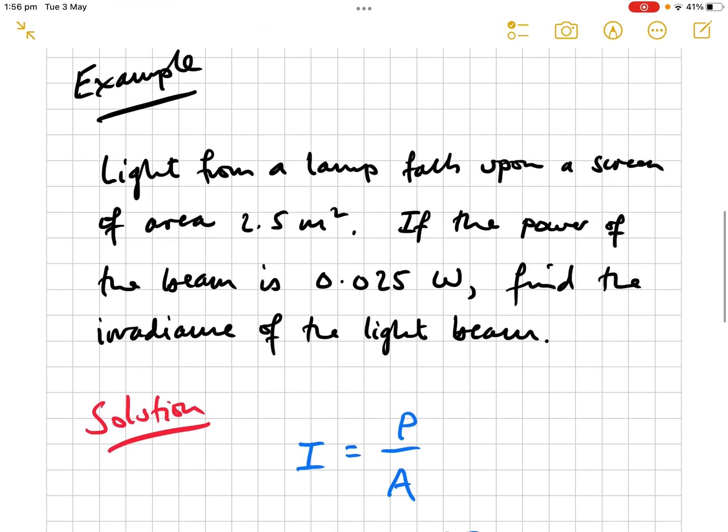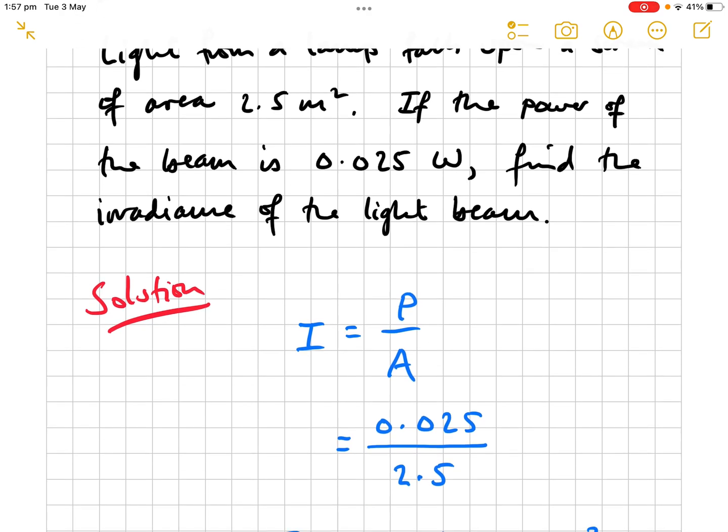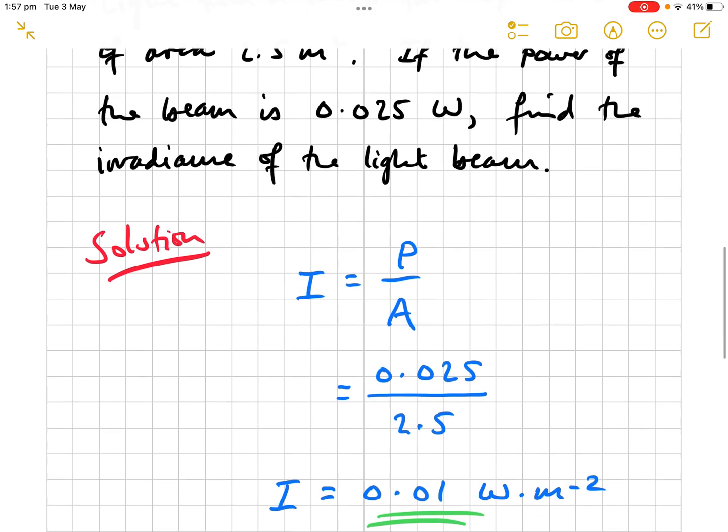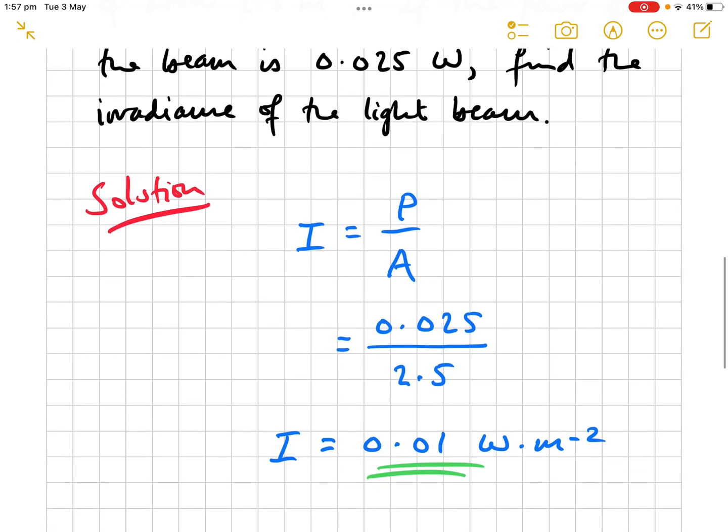So, we set up our equation. Irradiance is power over area. Put in our numbers, 0.025 watts spread over 2.5 square meters. And we get an irradiance of 0.01 watts per square meter. So fairly simple to use, and that equation is on the list.